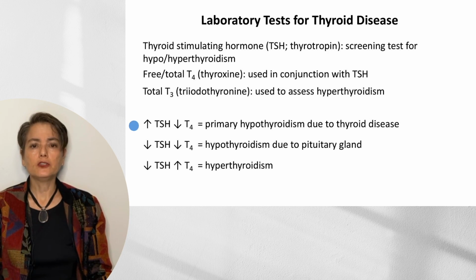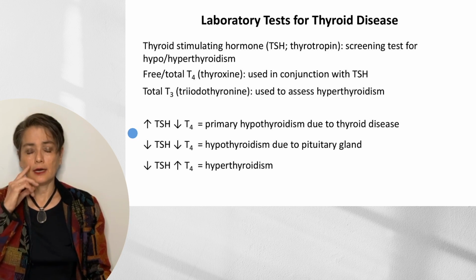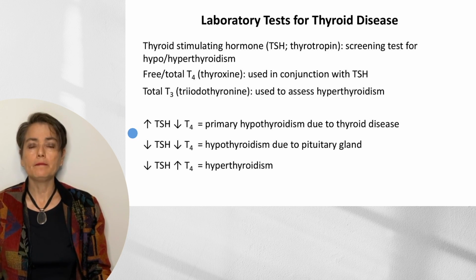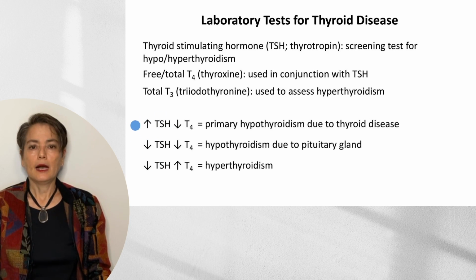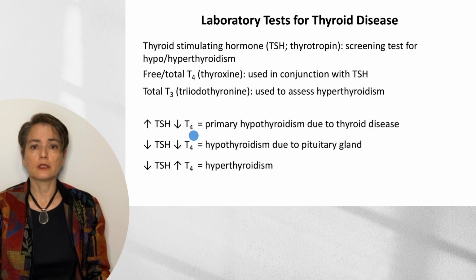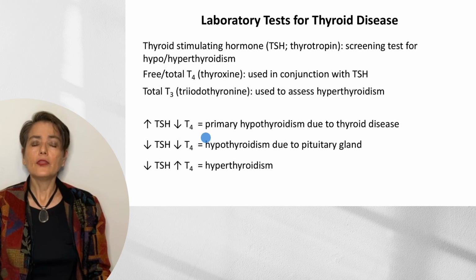So you have a patient who's presenting, you think perhaps this patient is hypothyroid. The first screening test you're going to do is a TSH. If you see an elevated TSH, but the patient is presenting as hypothyroid, and you do the next test, which shows you that you have low T4, then you know that this is a primary hypothyroidism due to thyroid disease. How do we know this?